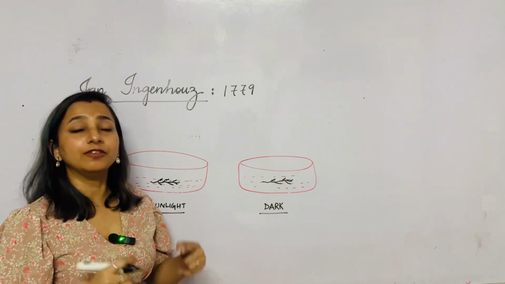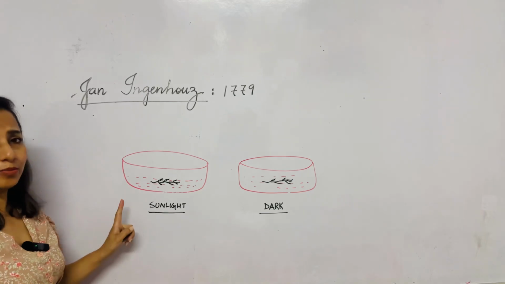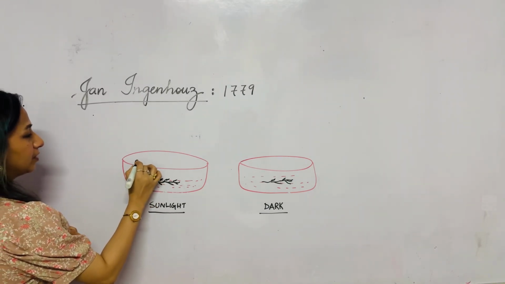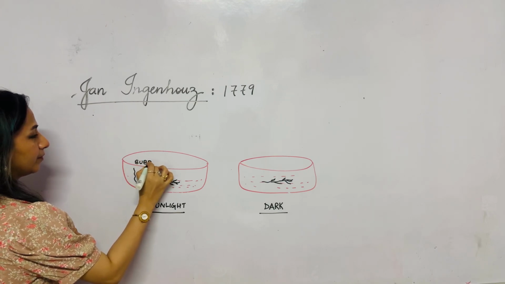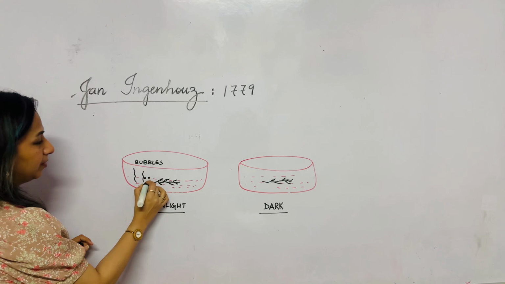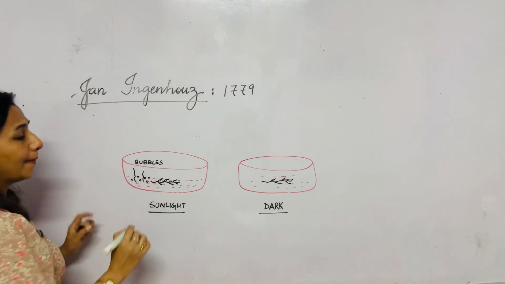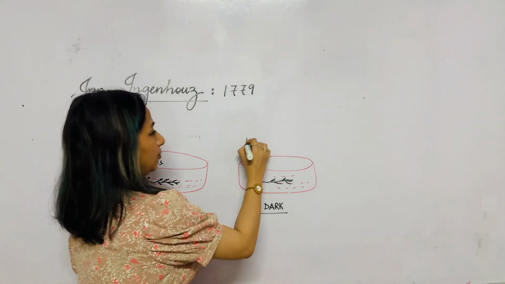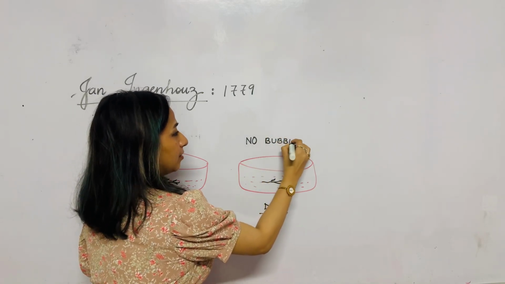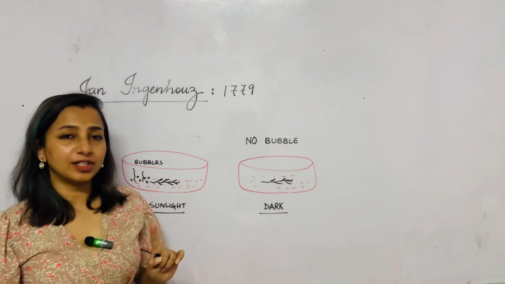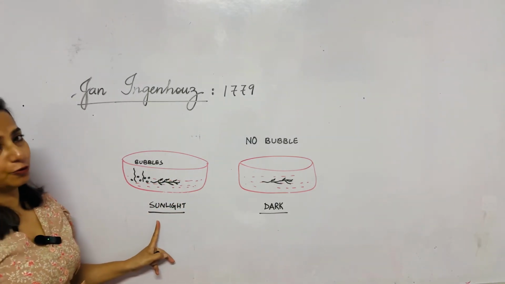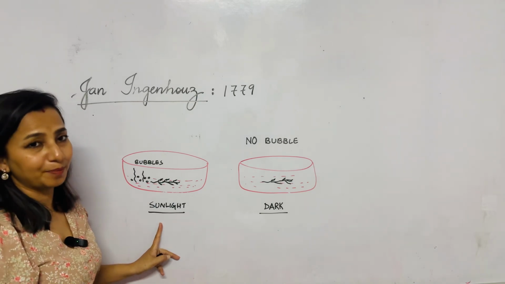Okay, after that what he found, the one which he kept in sunlight, it produced what? It produced bubbles. Here you could see bubbles in water, clear? But in the one which was kept in the dark, there were no bubbles. From this, he suggested that what? Sunlight is important for photosynthesis, another important step.